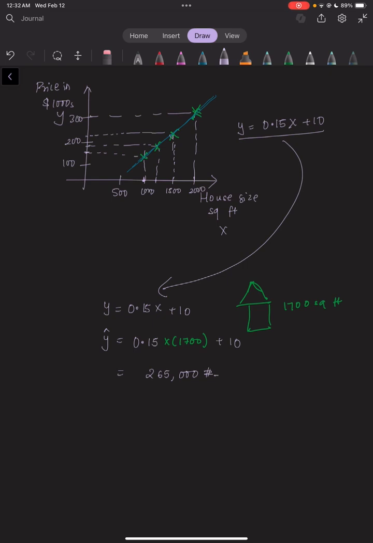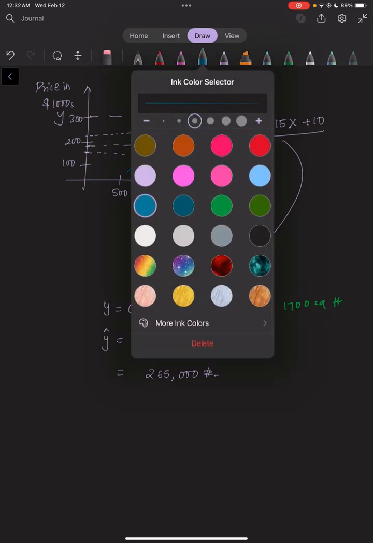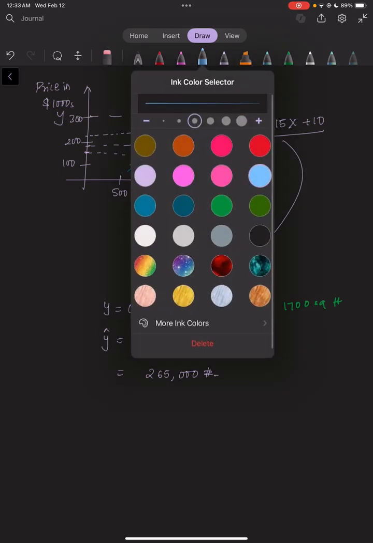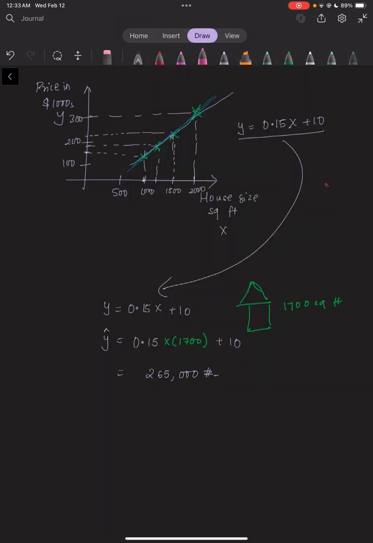Yay! So one question: how does the algorithm find the best fit line? Because I could have drawn this a number of different ways, right? I could have drawn this like this, or I could have drawn this like this. There could have been different ways for me to draw this. So how does the algorithm find the best fit line?